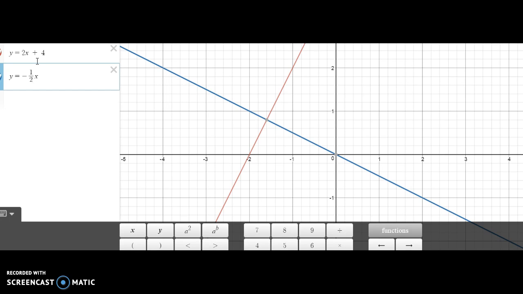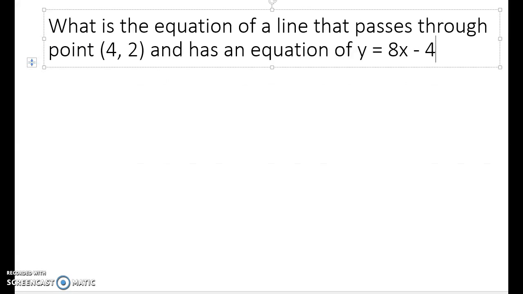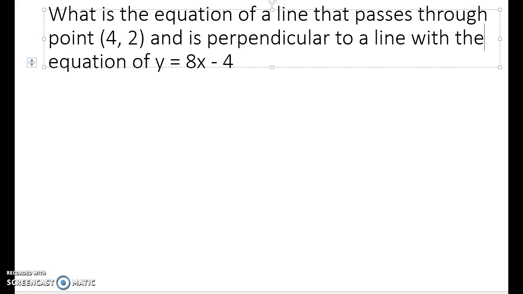Let's run through a quick example problem. And here it is. So what is the equation of a line that passes through point 4, 2? Let me fix that. I made an error. What is the equation of a line that passes through point 4, 2 and is perpendicular to a line with the equation of y is equal to 8x minus 4? First, ask yourselves, what's the slope? Well, we're trying to find a perpendicular line. So what's the negative reciprocal of 8?